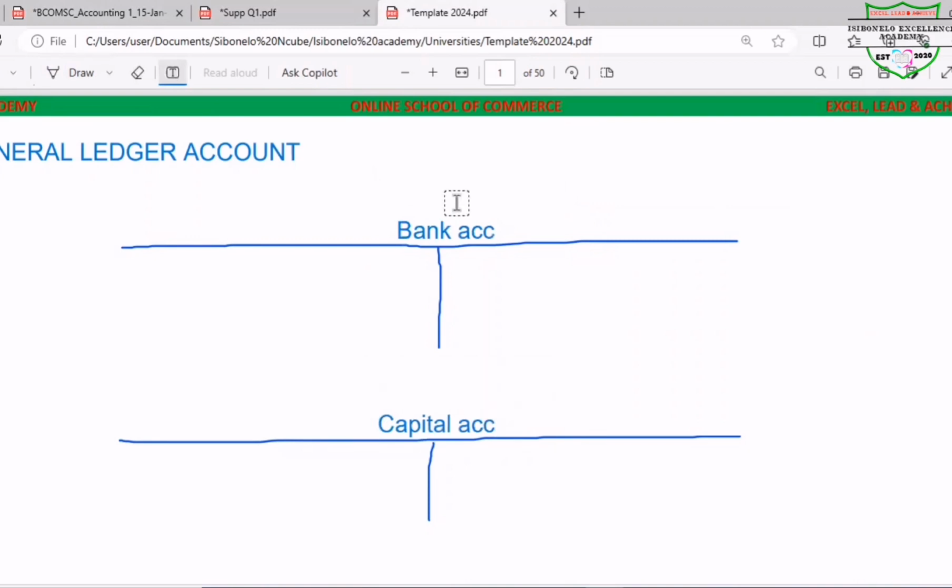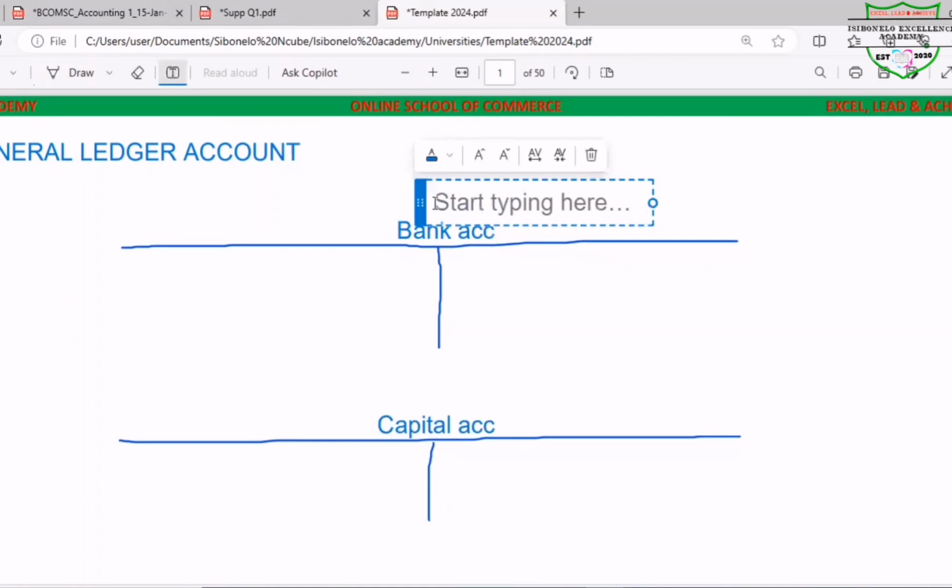Now in terms of accounting elements, we know that bank is an asset. So this is an asset.